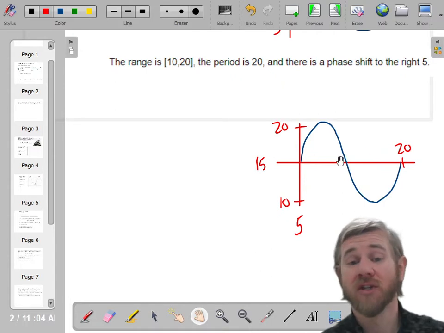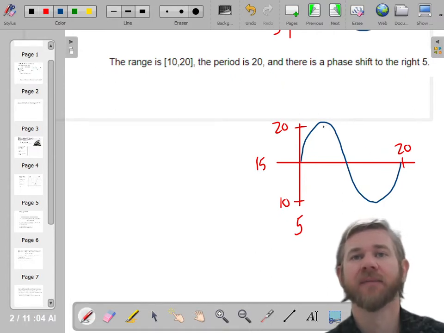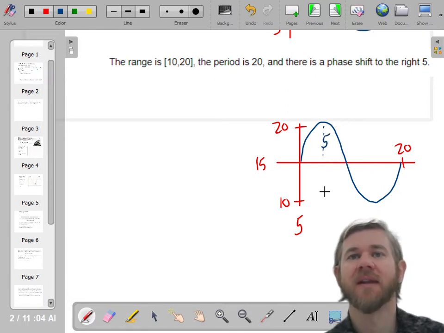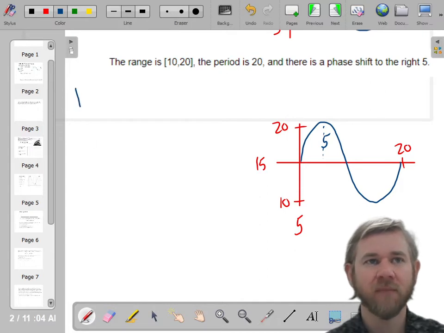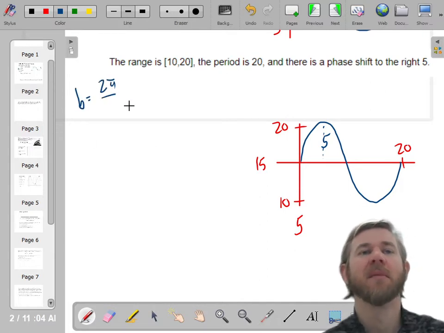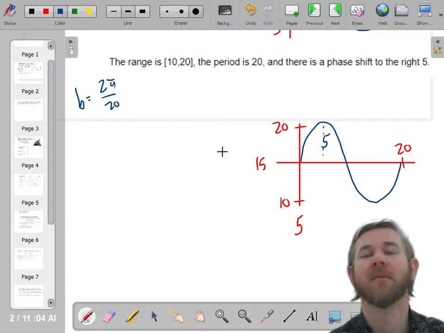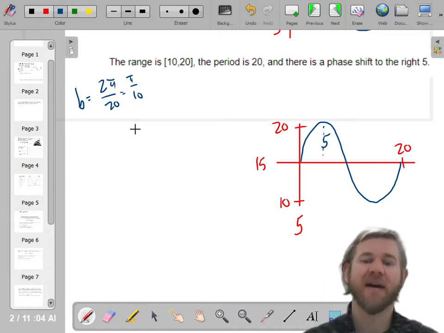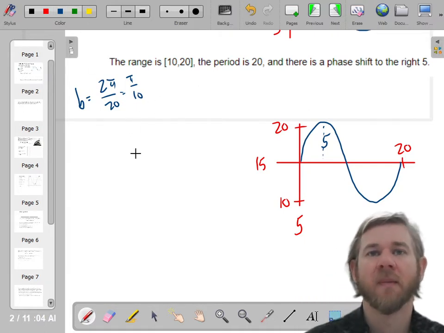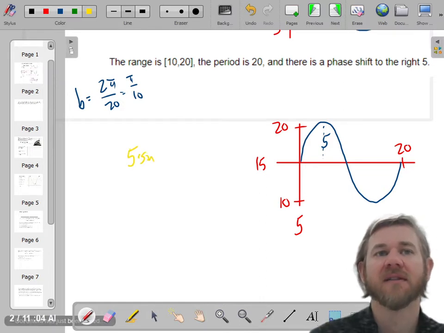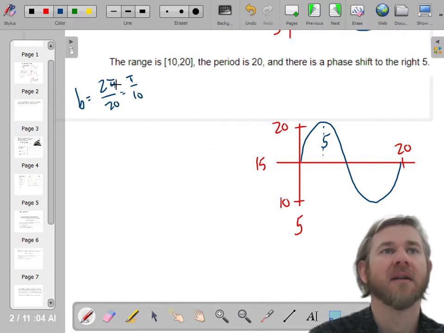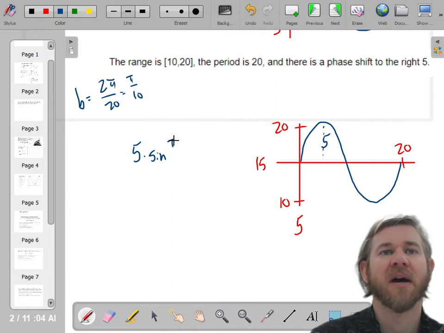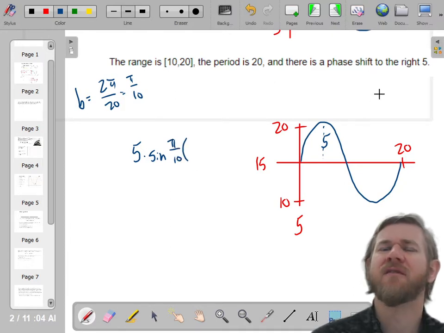First thing, you have a vertical shift of 15, because the midline is at 15. And then if you're going above and below 15, 5 units, that's the amplitude. The amplitude is 5. The other thing we need is the b value, so we'll do b is 2 pi divided by the period, which is 20. So this will reduce to pi over 10. 2 over 20 is 1/10. So the b value here is pi over 10. So let's put it all together now. Amplitude is 5, so 5 times the sine of, that looks terrible, let's try it again. 5 times the sine of, the b value is pi over 10. And then there's a phase shift to the right.